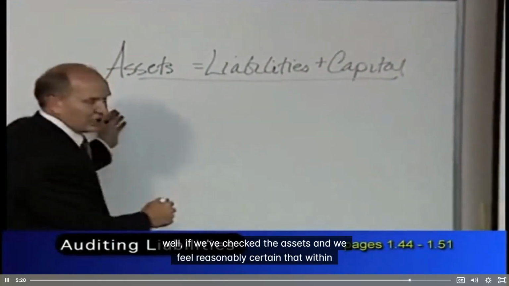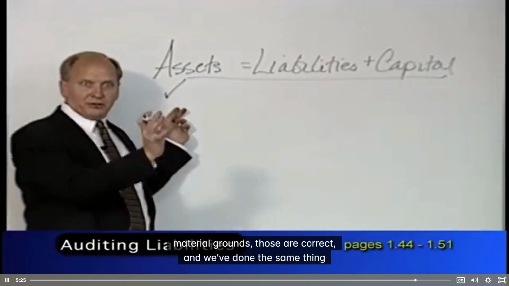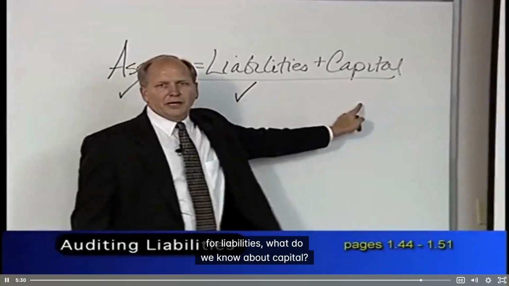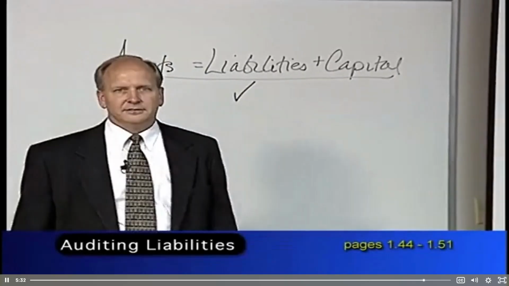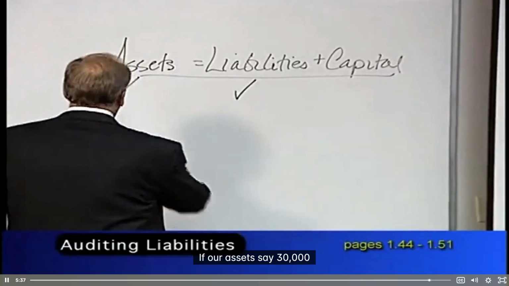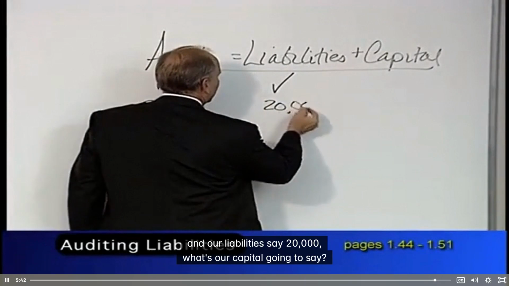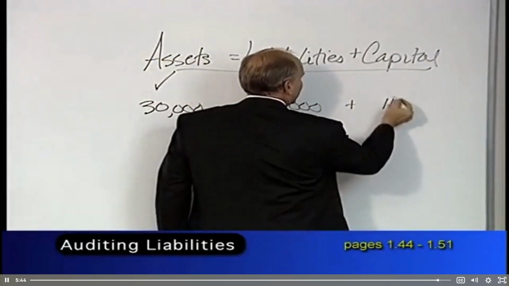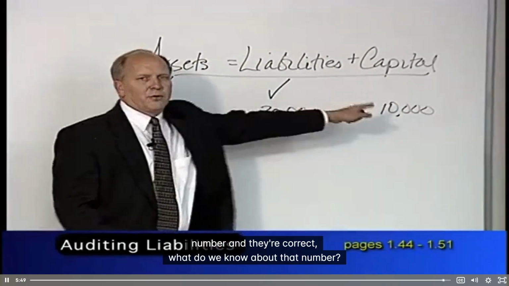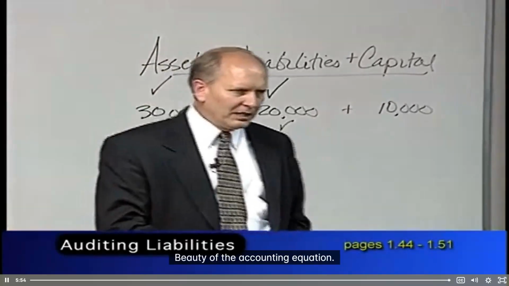Well, if we've checked the assets and we feel reasonably certain that within material grounds those are correct, and we've done the same thing for liabilities, what do we know about capital? It's right. It's got to be right. If our assets say $30,000 and our liabilities say $20,000, what's our capital going to say? $10,000. And if we've checked this number and they're correct, what do we know about that number? It's got to be right. Beauty of the accounting equation.